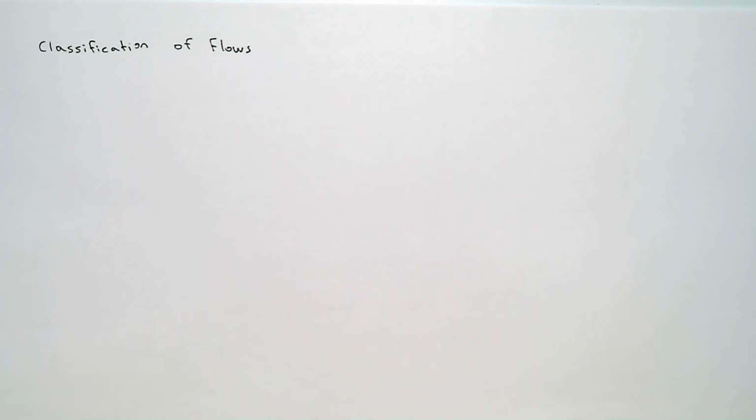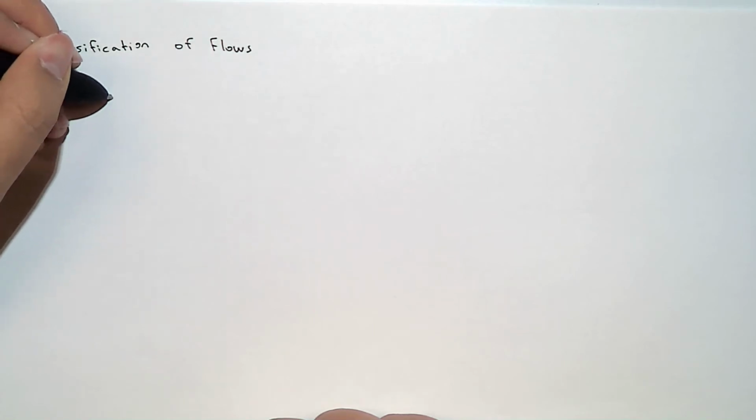So, how do we classify our flows? There are different ways for us to classify our flows. And each classification really depends on what property of the flow we are interested in. So we're going to look first at classifying flows by their dimensions. Earlier, we just solved a problem where we had a velocity field in 2 dimensions in an xy plane.